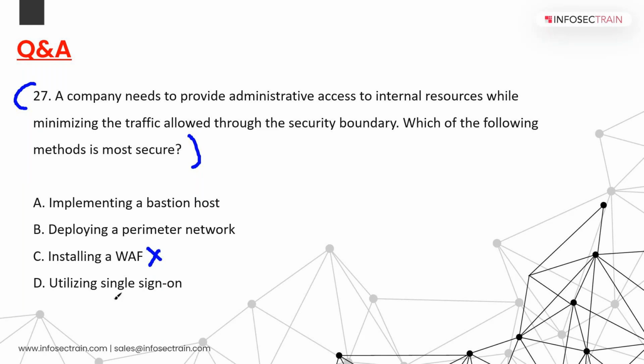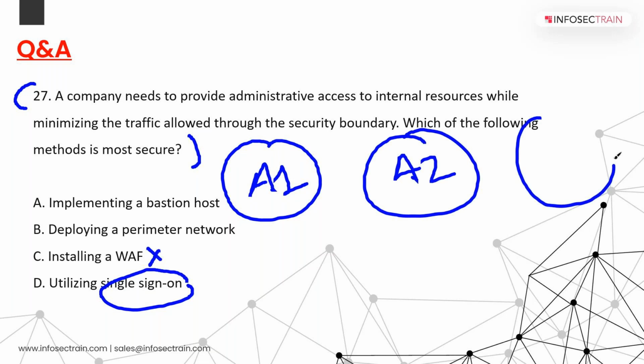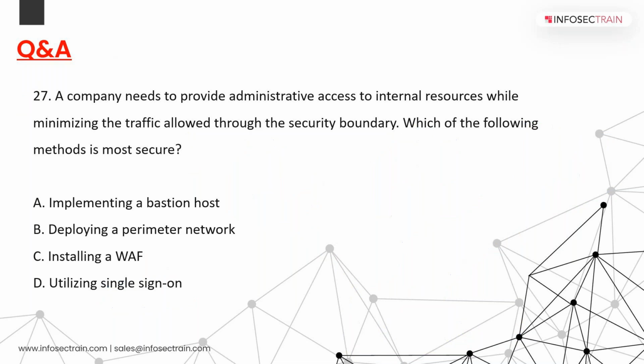Then it comes to single sign-on. Single sign-on means that, for example, you have account one, account two, and account three, and you have only one set of credentials. Using this credential, meaning username and password, you are able to access all these accounts, and that is called single sign-on. This is also a very good thing, but it definitely does not resolve our issue.